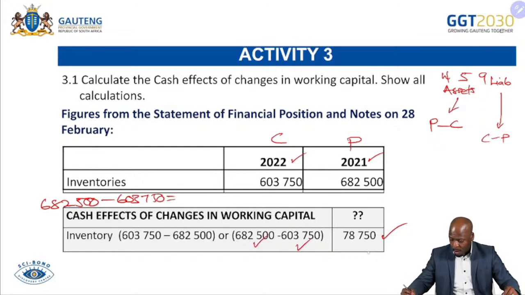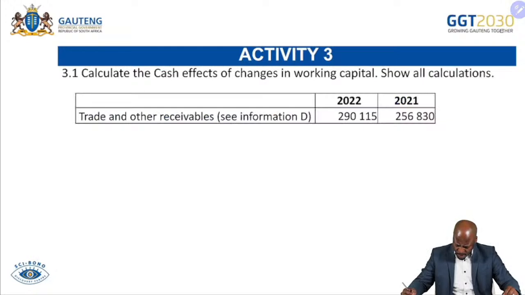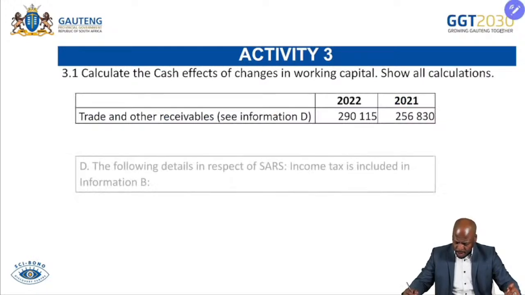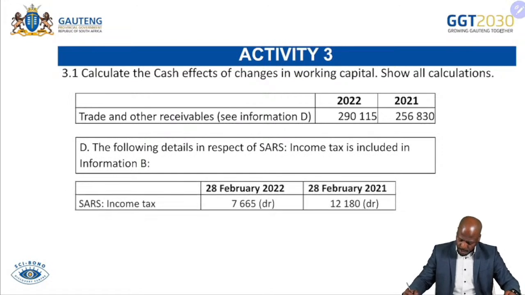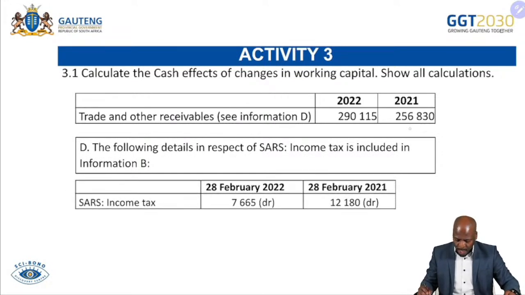Let me quickly go on to the next aspect. It is your trade and other receivables. It says see information D. In information D, we are given the following details in respect of SARS. And then there is your SARS. That means within these amounts, we are having SARS. Let me go and calculate. I need to take out SARS.